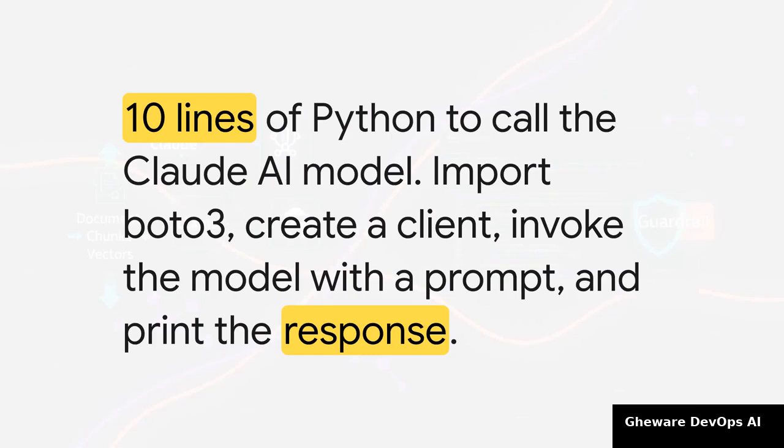This is it, 10 lines. We import our libraries, create what's called a client, call the model with our prompt, and then print out the response. That's the whole thing. Let's break down the 3 most important parts.